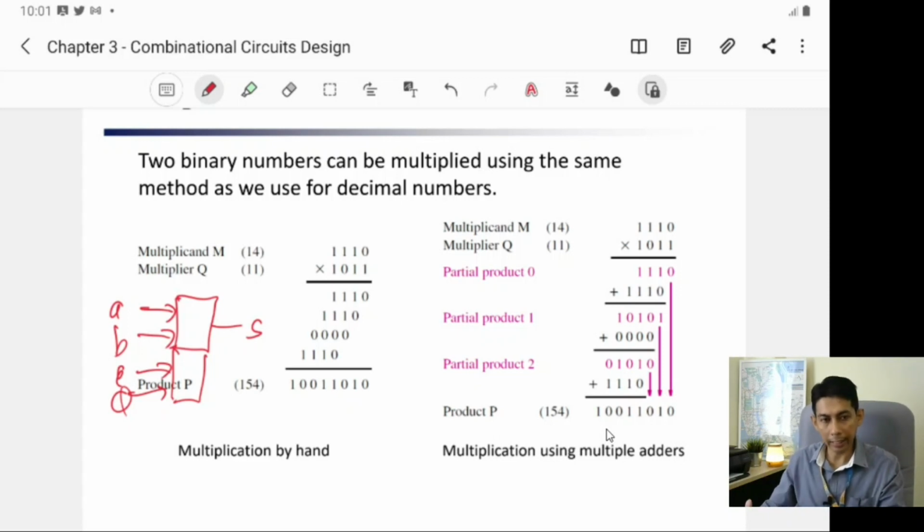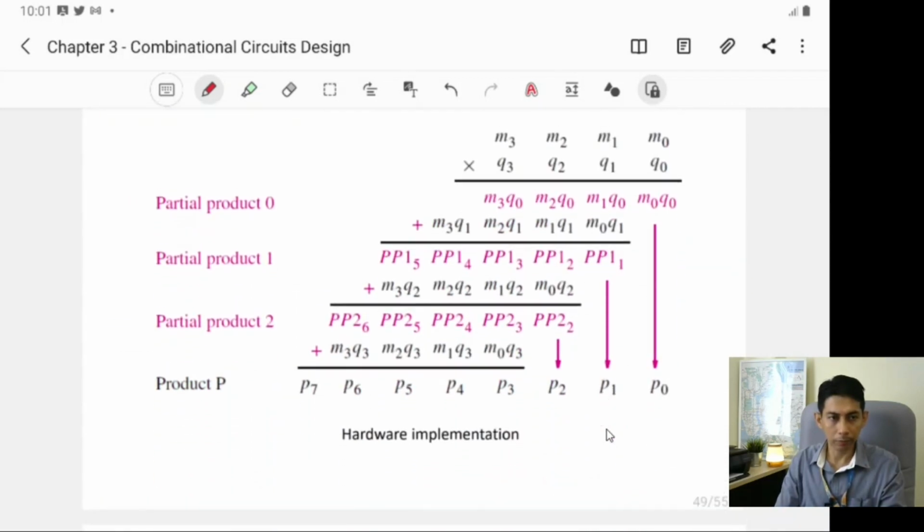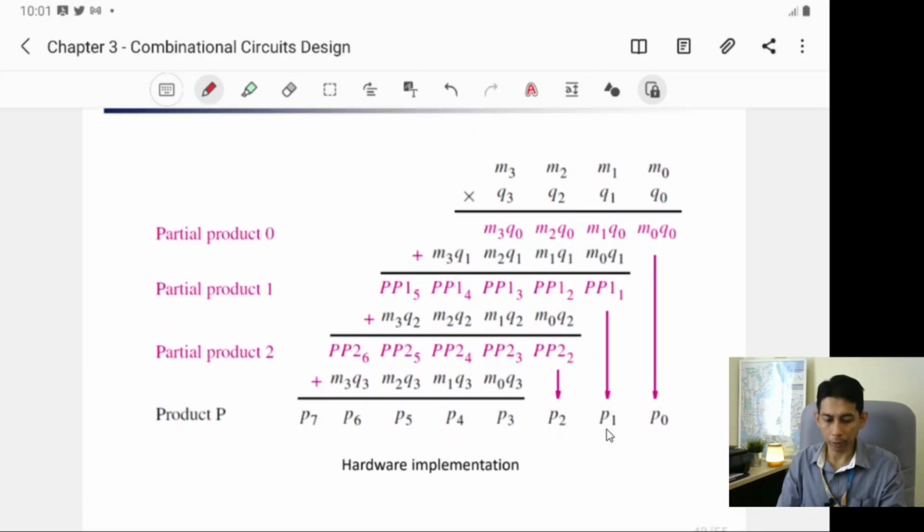So that is the idea. If this is the idea, then we can produce the hardware to do this. So now the process is like this. Now we change the number to variables. In variables, let's for example still use 4 bits here. The first digit we call M0, the multiplicand.